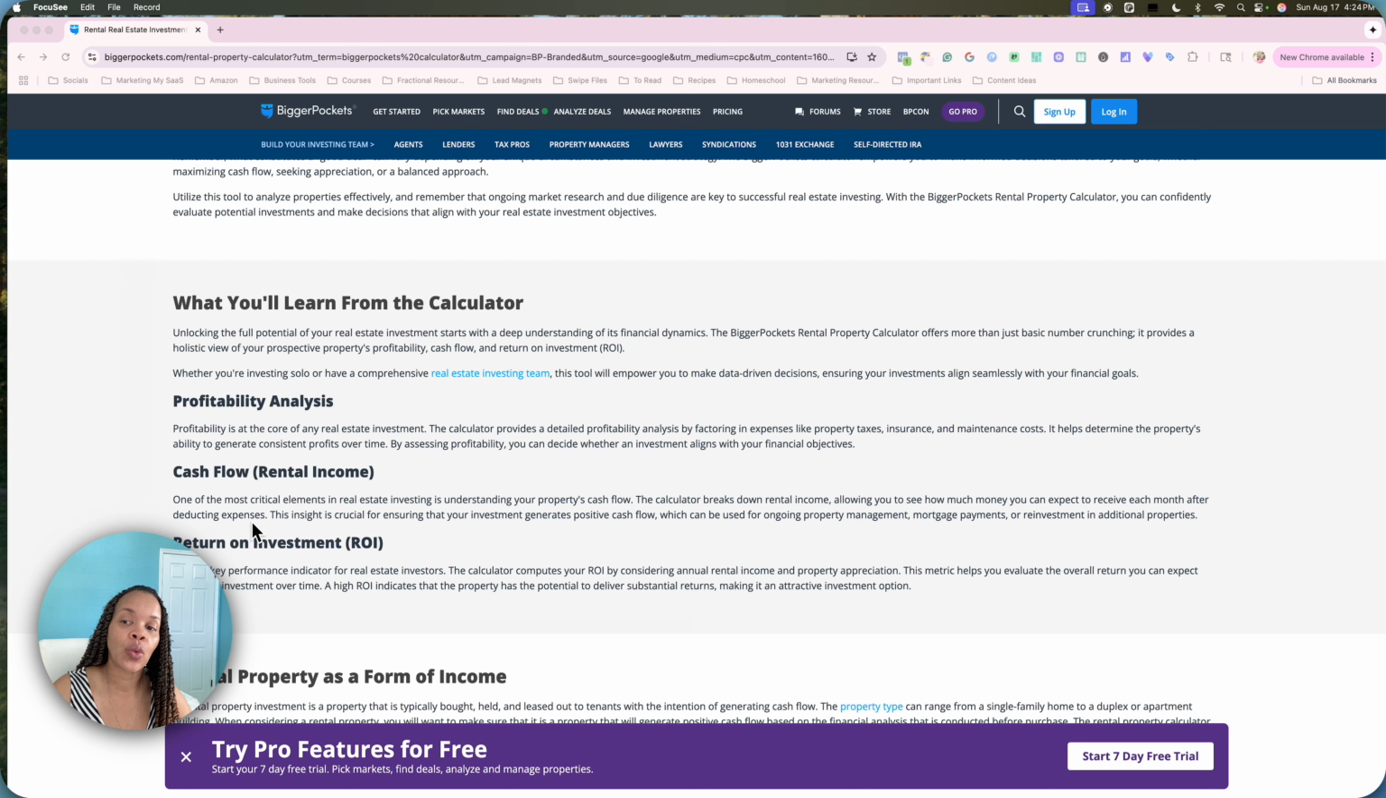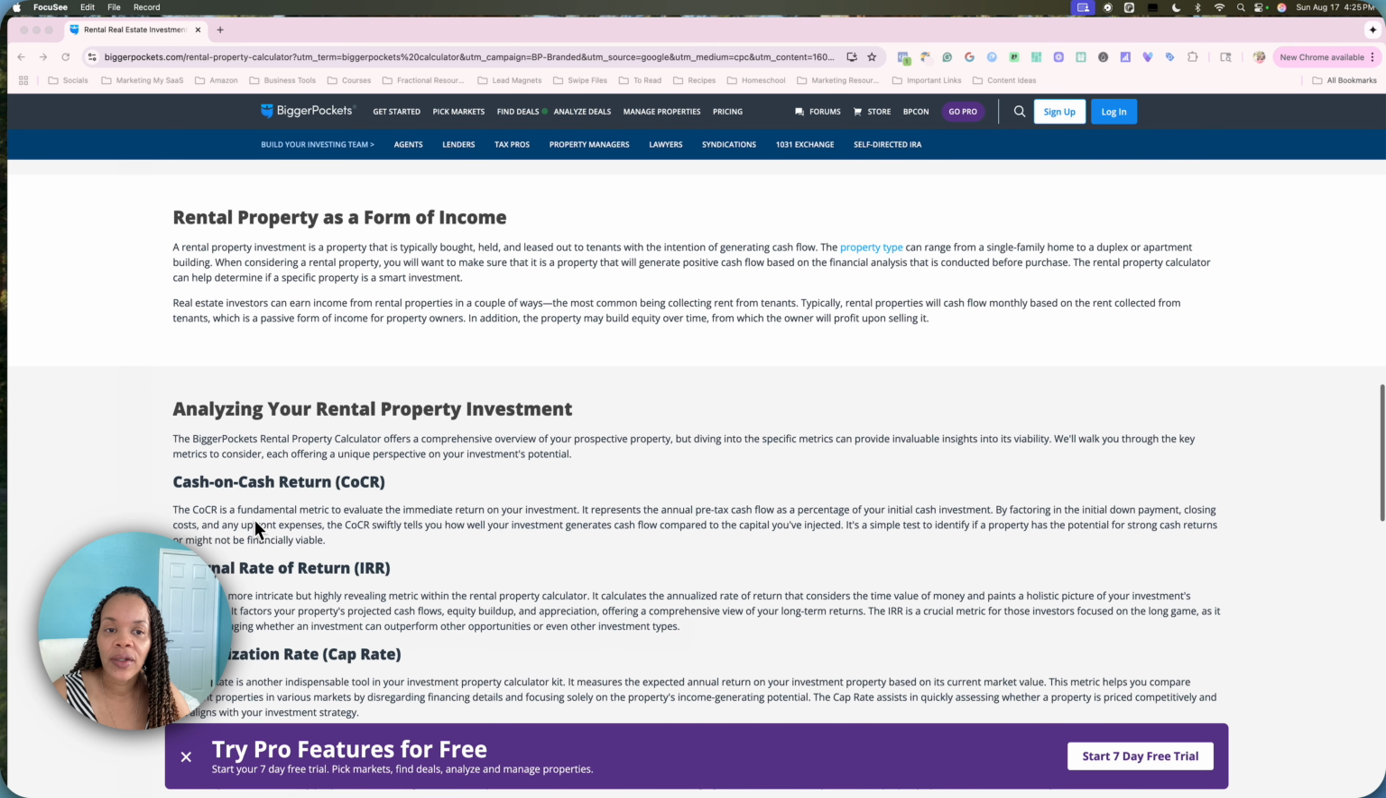It also tells you what you'll learn from the calculator. So it is giving you proof of concept, proof of value right here, because it's letting you know that you're going to get the profitability analysis, cash flow, which is going to be the rental income, and what your return on investment is going to be for this particular property.